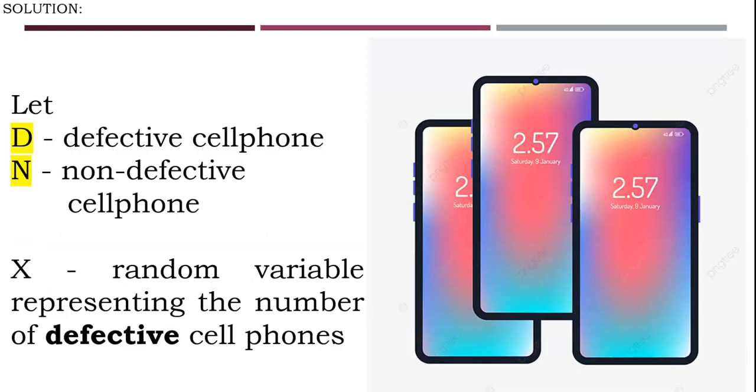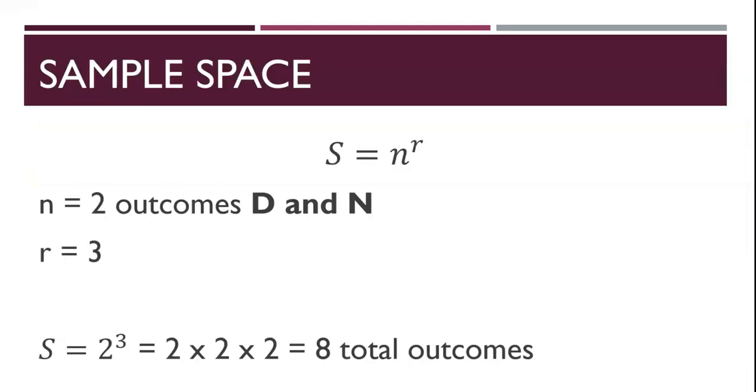Now let's look at the illustration. Remember that we are testing 3 cell phones at random. So we assign the letter D to represent the defective cell phone and N for the non-defective cell phone in the outcomes. Remember that X is our random variable representing the number of defective cell phones. First, let's solve for the sample space for us to determine the total number of outcomes in the experiment.